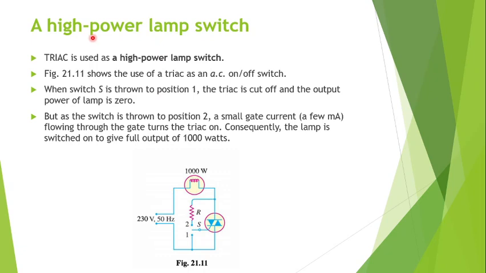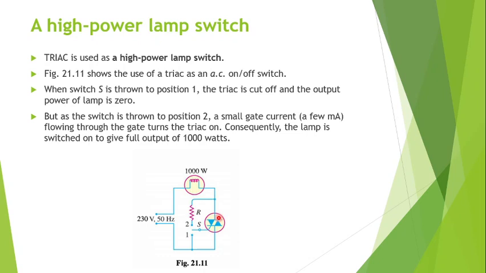So this is one application of TRIAC, a high power lamp switch. This is a lamp which is using 1000 watts. Now if you have a mechanical switch just connected in series with this, each time you put it on and off, you are joining or breaking the circuit which passes 1000 watts, which will lead to sparks which are dangerous.